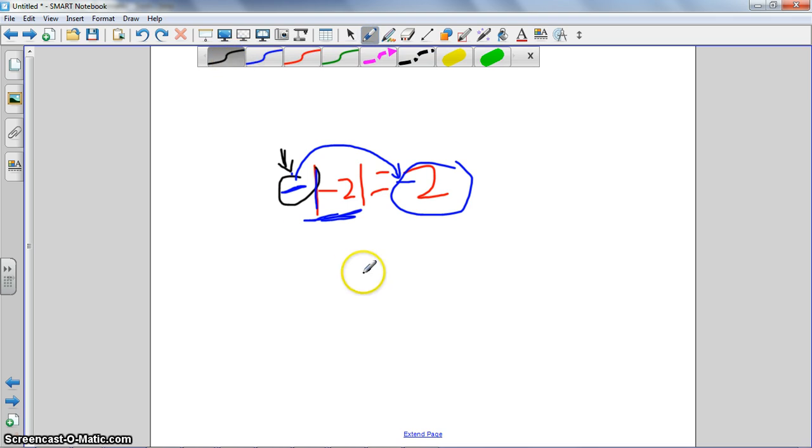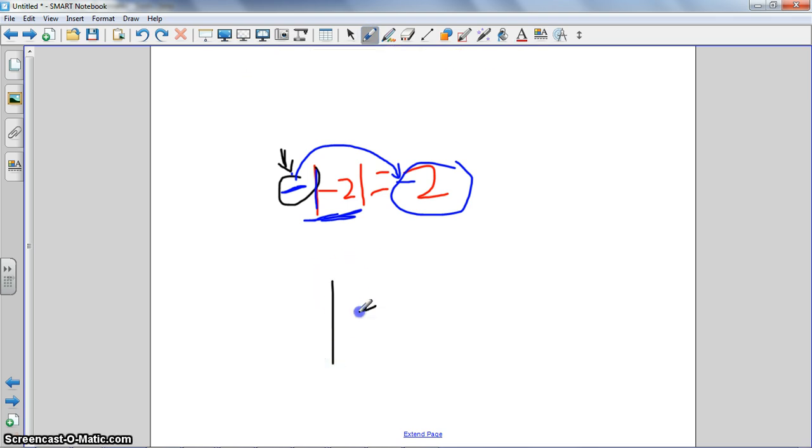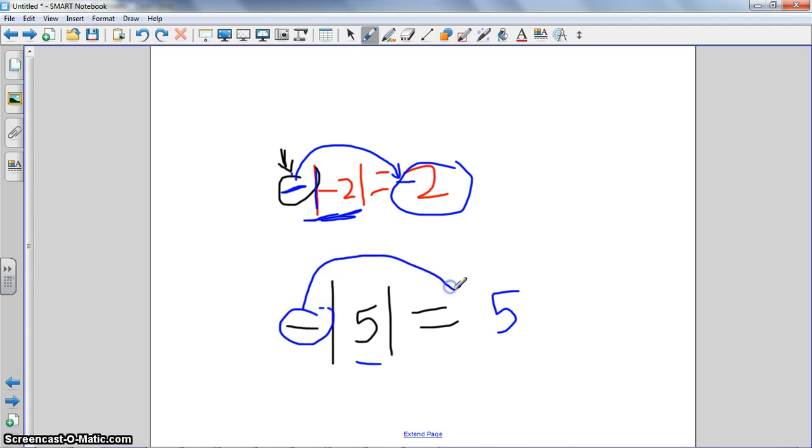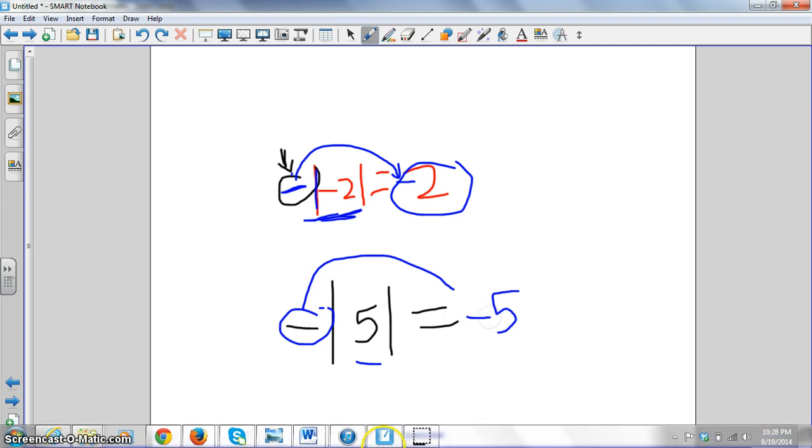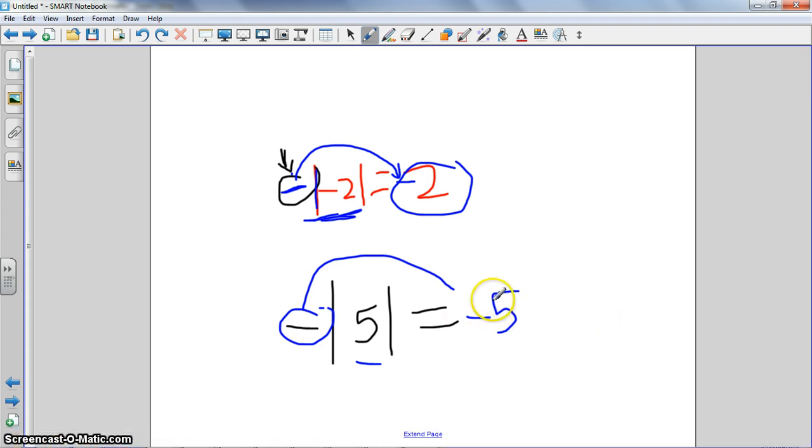Try another one just like that. The opposite of the absolute value of 5. Well, the first thing we would do, well, what's the absolute value of 5? That's easy. 5 is 5 spaces from 0, so it's 5. But if you notice, there's a negative sign outside, which means we have to keep that negative sign, and it's the opposite of that, which is a negative 5, and that would be the answer.